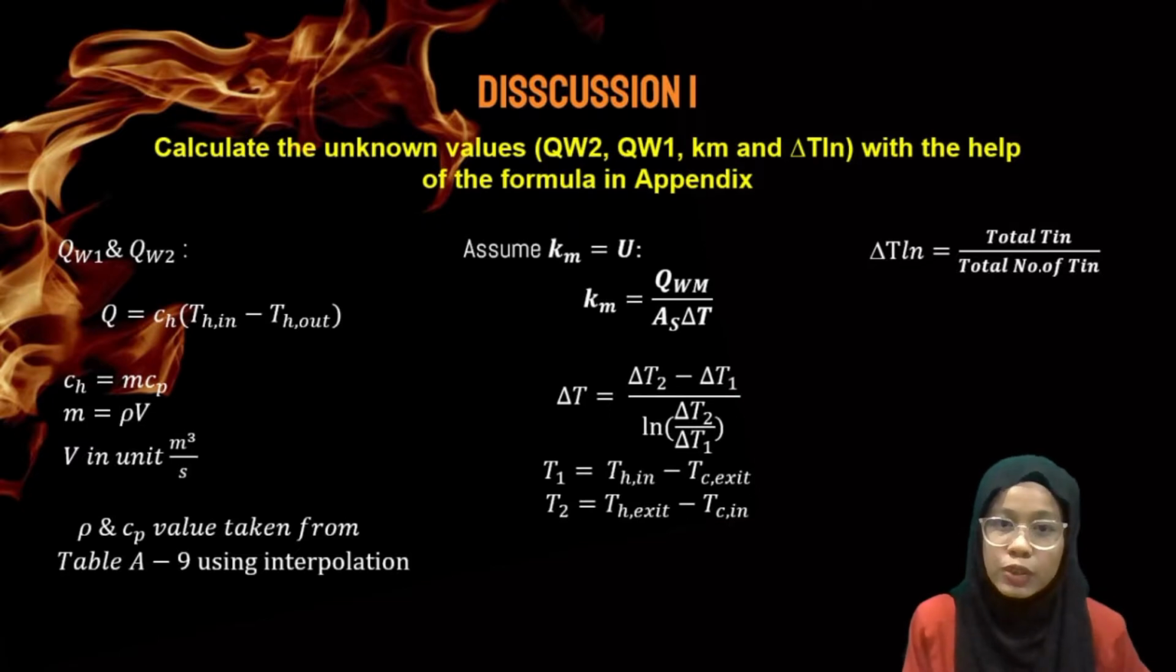So in this video, I'm going to present to you the discussion 1. For the discussion 1, we have to calculate the unknown value of kW2, kW1, km and also total TLN with the help of the formula in the appendix.